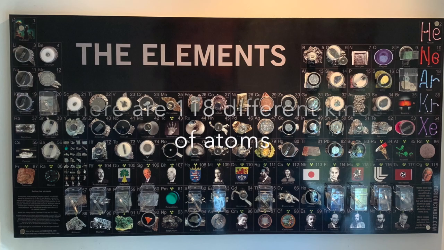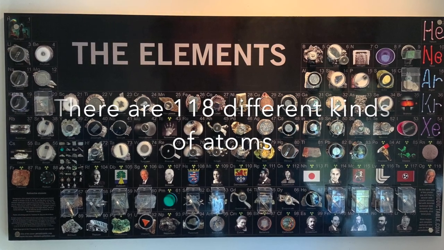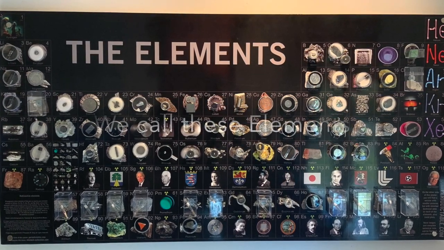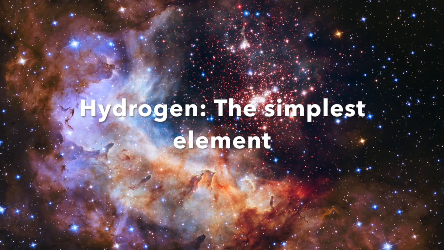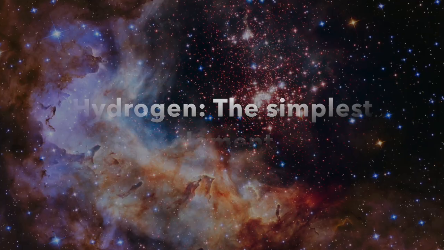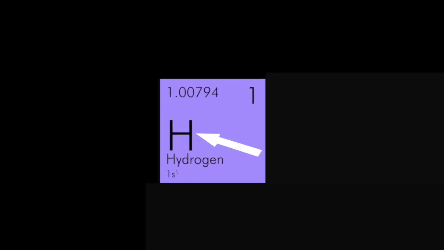Everything in our world is made of atoms. There are 118 different kinds of atoms, and we call these the elements. And all atoms are made of three different kinds of particles: a positively charged proton, a neutral neutron, and a negatively charged electron. Hydrogen is the simplest of the elements, the most abundant element in the universe.